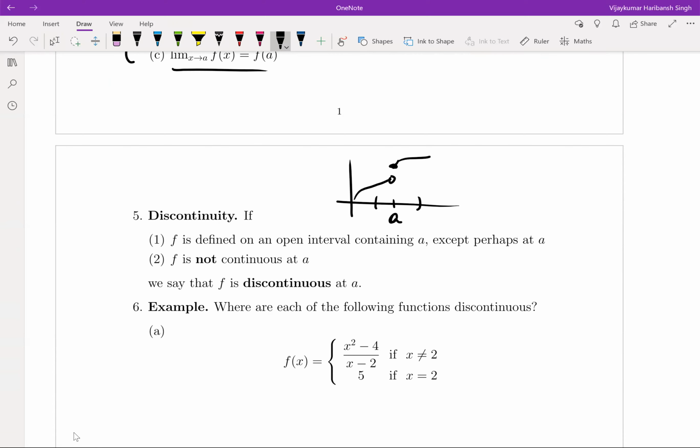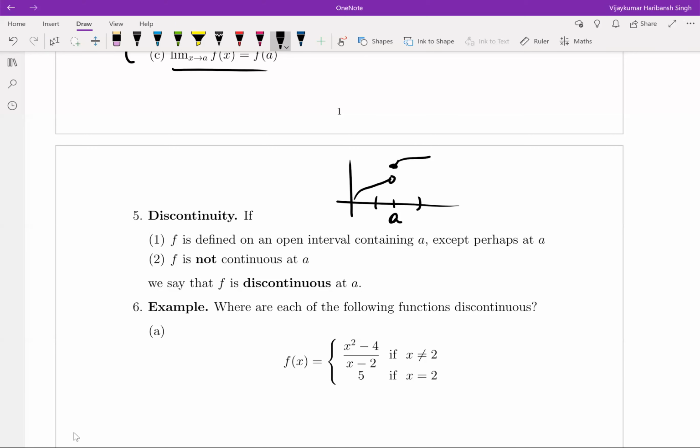What does it mean by around A? In an open interval containing A, the function should be defined except at A, and the function should not be continuous at A. Then we say the function is discontinuous at A. That is the idea behind the discontinuity.